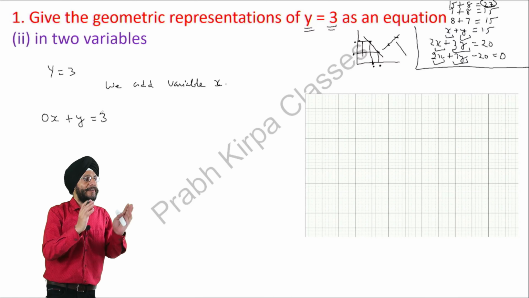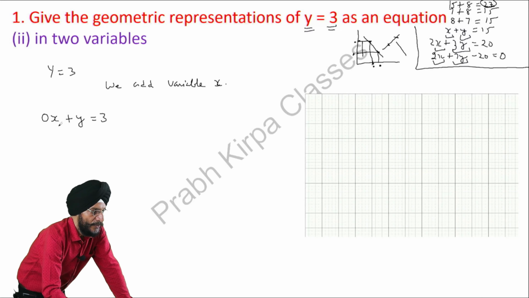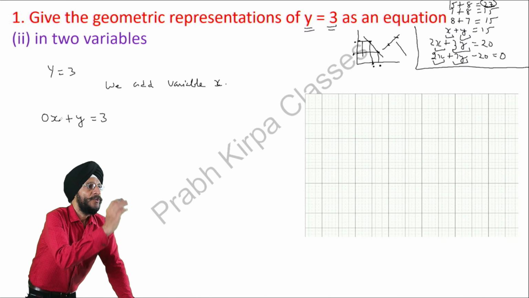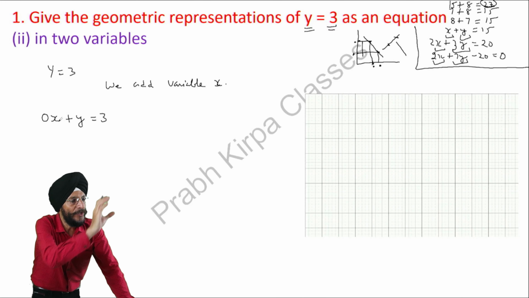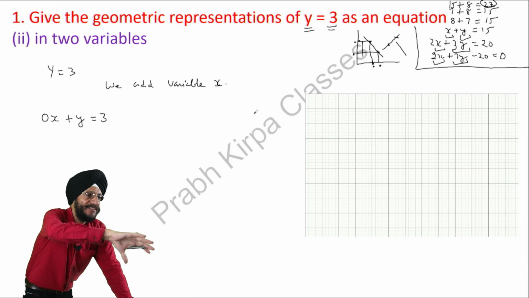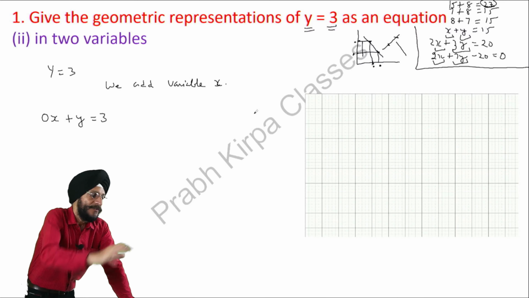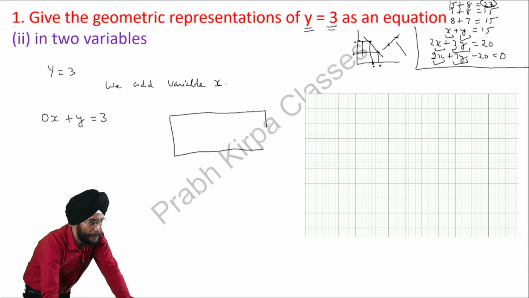Now we come to the main question. In this case, we have to find at least two solutions of x and y so that we can form the graph. I hope you have understood the basic points so that you can form a graph. So here we will draw a table.